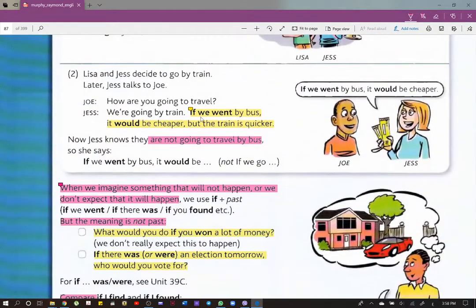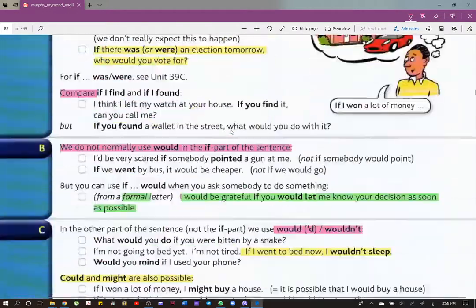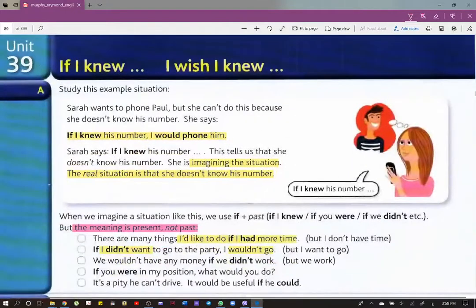So here, if we say, if we went by bus, it would be cheaper, but the train is quicker. This is not imaginary. We cannot say this is an imaginary situation. So even the second case has, let's say, two different ways of expressing what we want to say. So here, if we went by bus, it would be cheaper, but the train is quicker, is different from saying, if I knew his number, I would phone him. This is an imaginary situation, but the first one is called not possible.